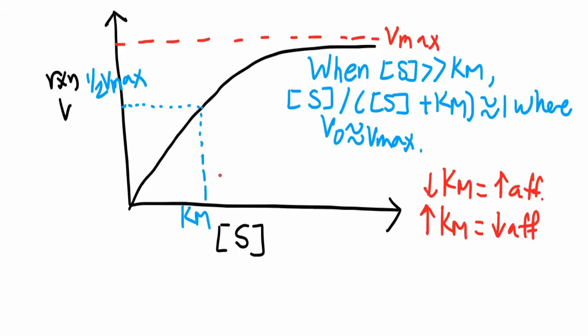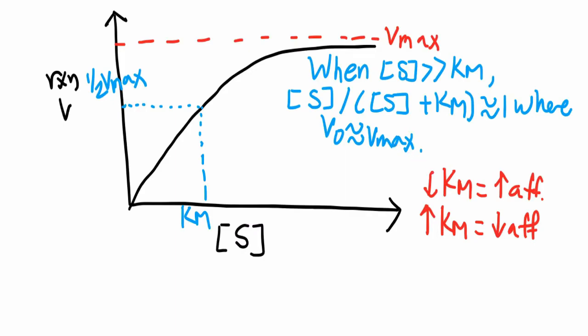So another thing to remember is that when your substrate concentration is much, much greater than Km, so it's like off the charts, extremely high substrate concentration, then your substrate concentration divided by substrate concentration plus Km, which is part of the Michaelis-Menten equation, is going to be approximately equal to 1. So therefore, your V naught, or your velocity that you're calculating, is going to be roughly equal to Vmax, okay?